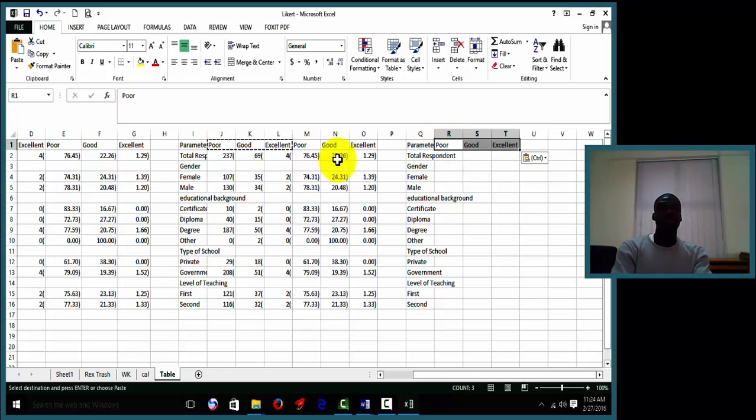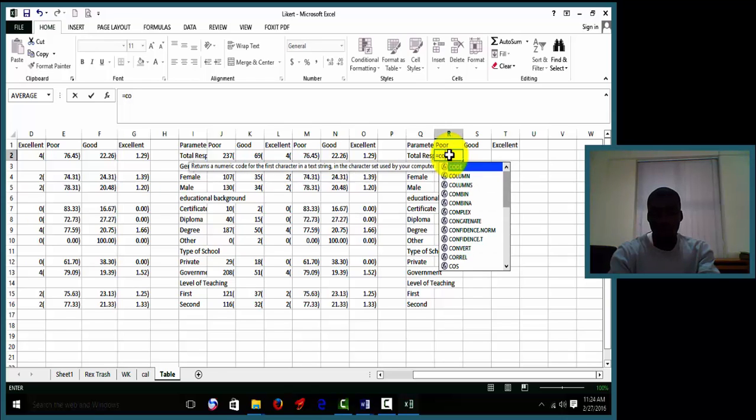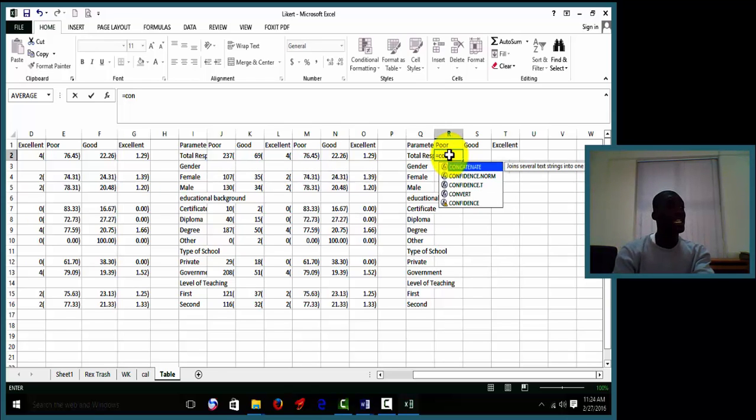So when I'm here, this side means I should put this one and its corresponding portion, this one, together. Do you agree? So I will come to that place. Instead of typing, I'll put an equal to sign. Then I'll type C-O-N. Now I want it to bring this particular function, that is concatenate. When I type C-O-N, I'm searching for concatenate. So I'll just double click on concatenate.